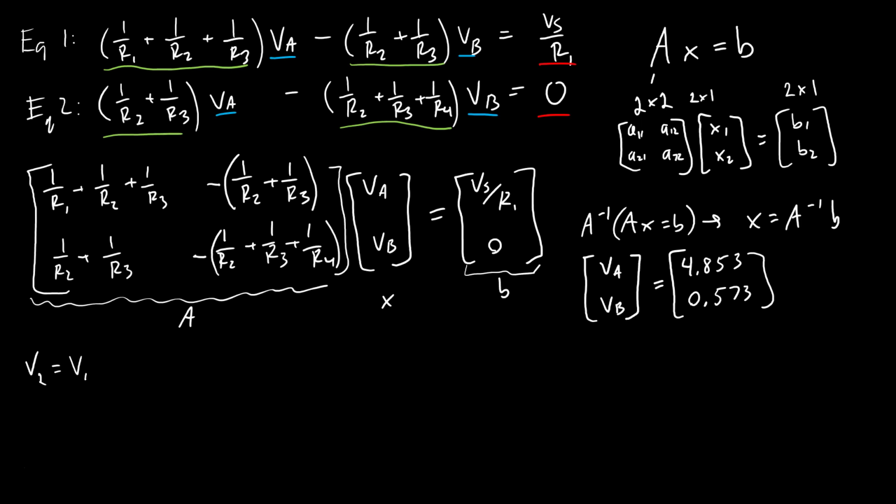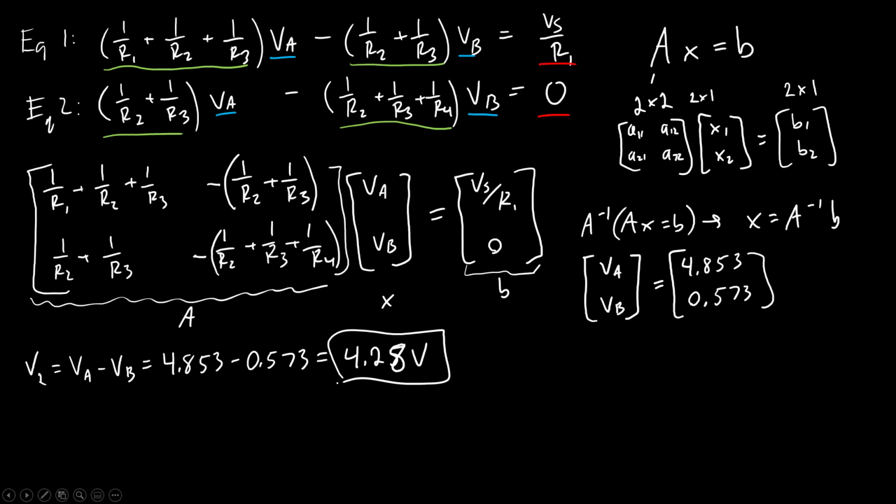So I have V2 equals VA minus VB, which, again, I'm being lazy and not actually checking the rounding that much here, but VA 4.853 minus 0.573 is going to give me V2 equals 4.28 volts, which is, thankfully, if you watched the previous two videos, exactly the same answer that I got there using either the equivalent resistance method or mesh analysis.